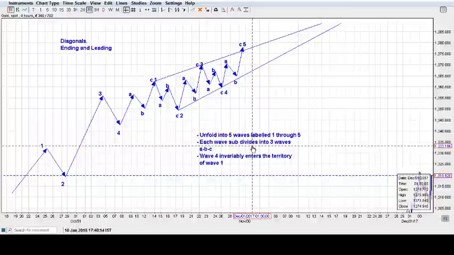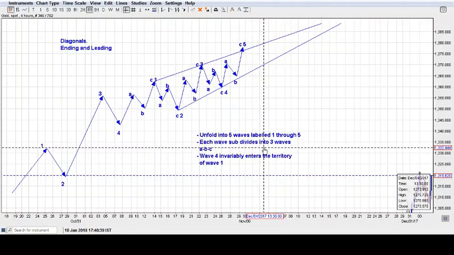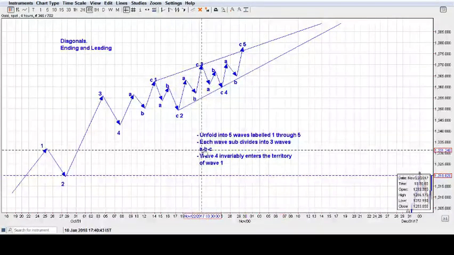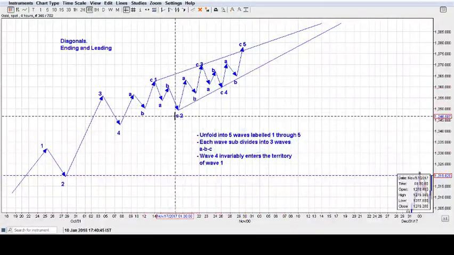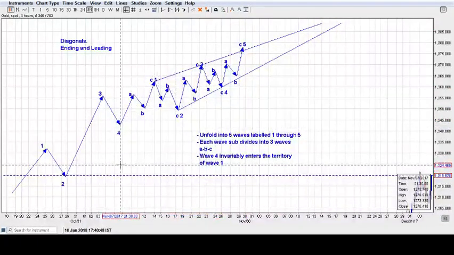When we are talking about impulse, that is waves 1, 3 and 5, they subdivide into 5 waves each, right? While waves 2 and 4 subdivide into 3 waves each. In this case, each wave subdivides into 3 waves, labeled as A, B, C here. Most of the time, they are zigzags, a 5, 3, 5 structure. We'll discuss zigzags in just a moment.